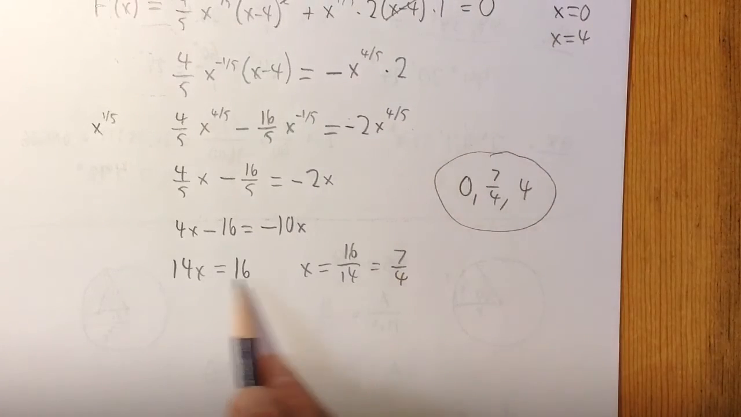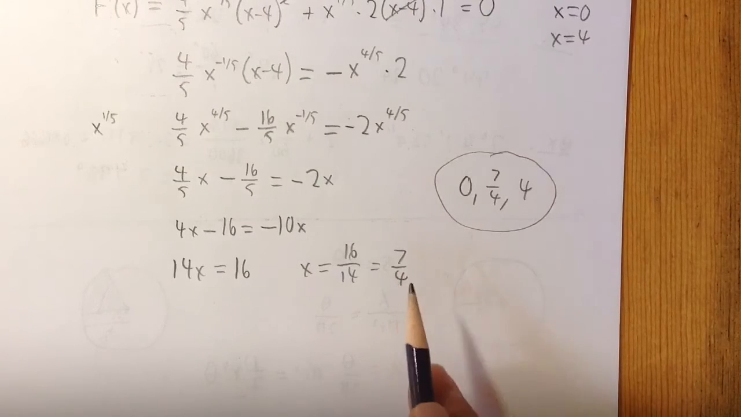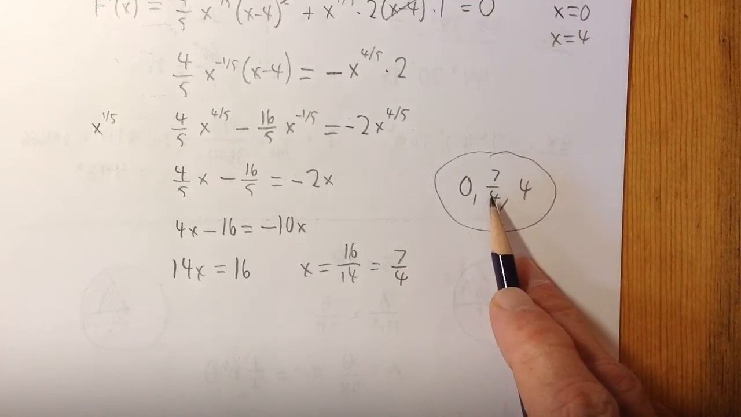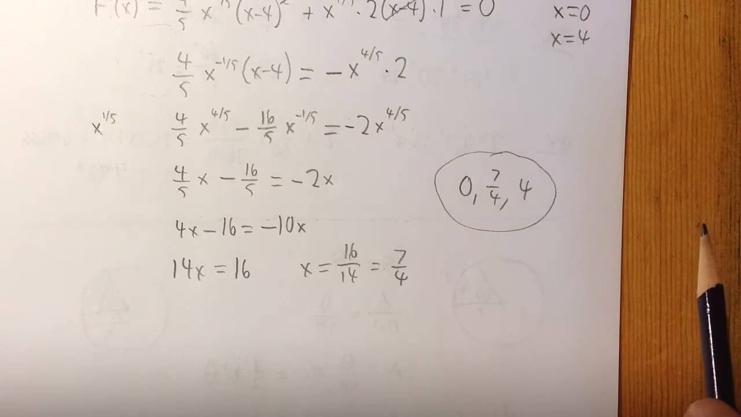And again, it's where the slope is 0 or the slope is undefined. The ones that make it 0 are x equals 0 and x equals 7/4, and the one where something weird happens when we're dividing by 0 is x equals 4.